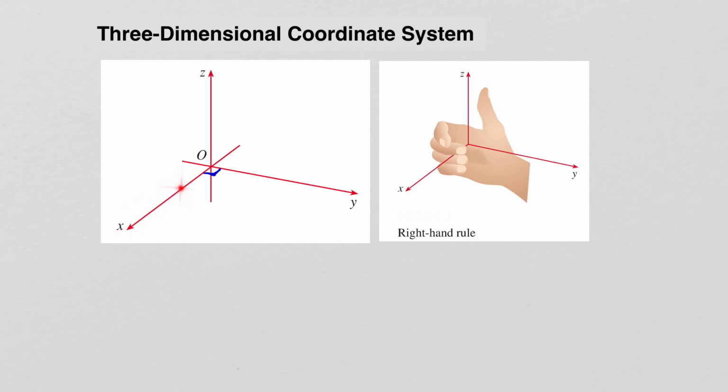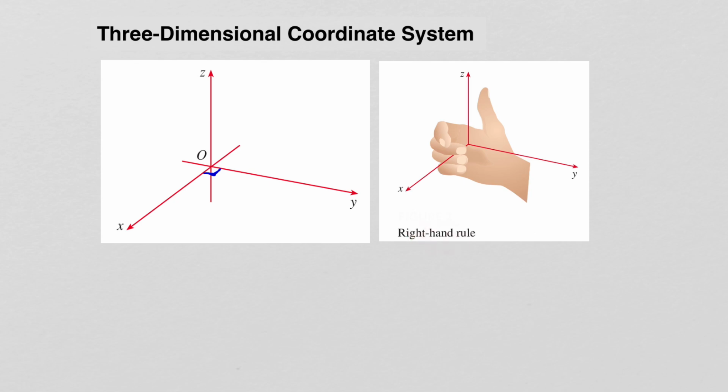Now this x-axis here has a positive side and a negative side. The y-axis also has a positive side and a negative side. And the z-axis has a positive side and a negative side. To help us keep it straight in terms of how we draw this, let's talk about the right-hand rule.